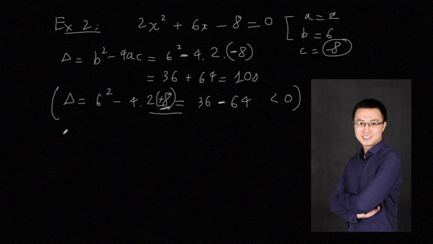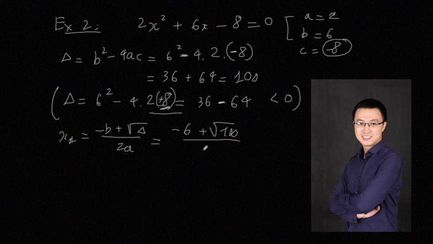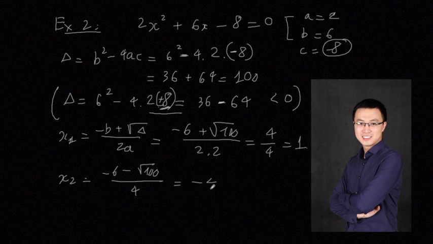And then you find x1, it must be minus b plus square root of delta divided by 2a. So minus b, you got minus 6, and plus the delta, square root of 100 is 10. And divide by 2 times 2, and you got 4 here, divide by 4, and you got the first one is 1. And the second solution is negative 6 minus square root of 100 divided by 4, and you got minus 4. Okay, in the second example, c is minus 8, and you have x1 is 1 and x2 is negative 4.